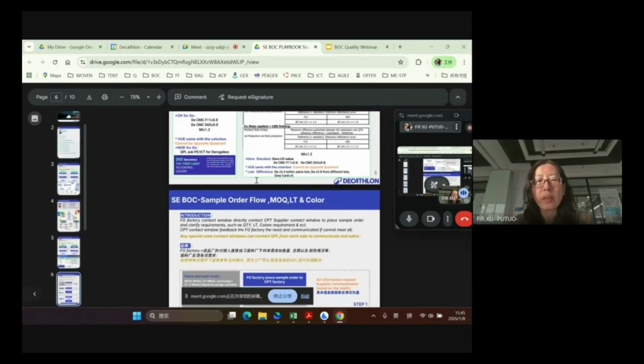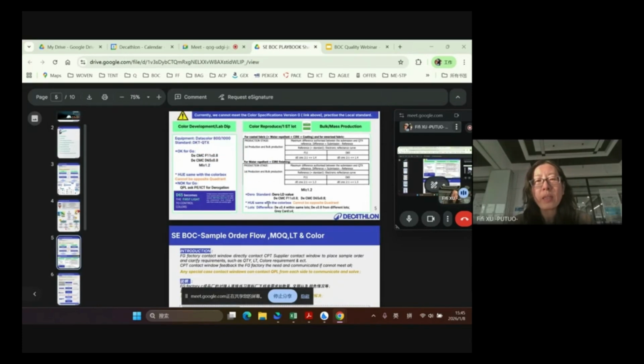Another issue is lot difference. Some customers give feedback that there are always different colors with different lots. Yes, we admit that, because this is also the bottleneck of the dyeing industry. We cannot avoid it 100% currently. What we can do now is control the lot difference. For current BOC suppliers, we guarantee the lot difference within 0.8 DE value.